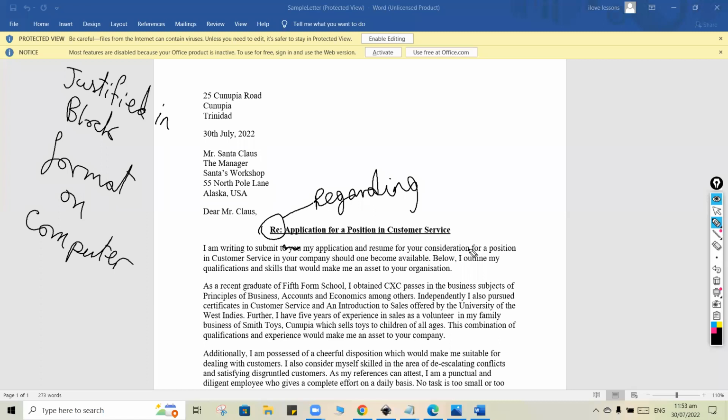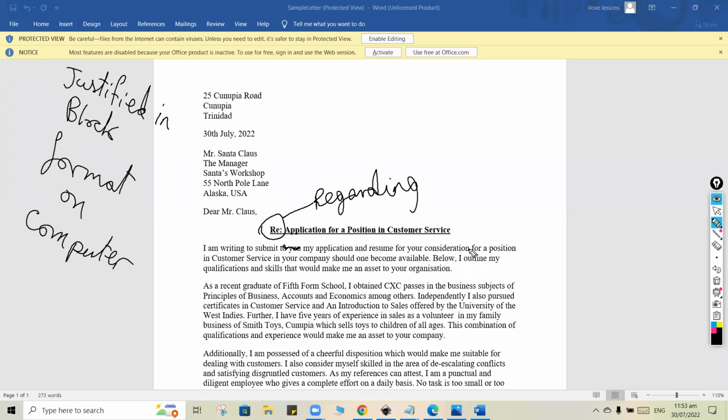The next thing this first paragraph is supposed to do is give an idea of what is going to come. So below, I outline my qualifications and skills. So one paragraph on qualifications, the next paragraph on skills that would make me an asset to your organization, right?